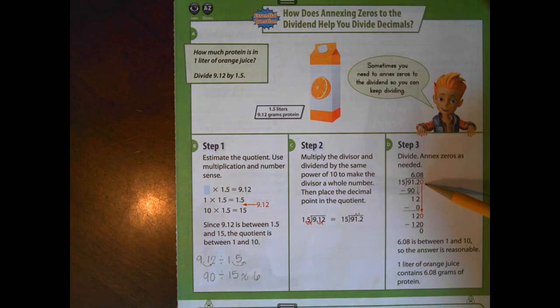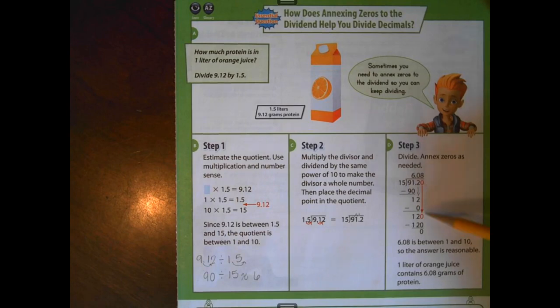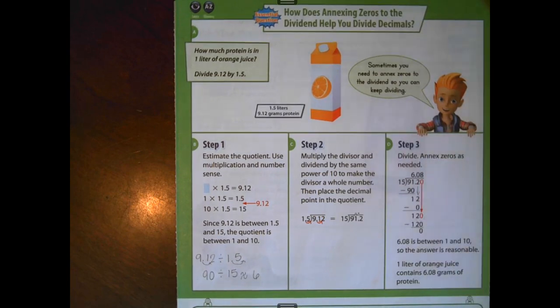So we've talked about this before. 20 hundredths is the same as 2 tenths. That's an equivalent decimal. That's why we can do this. Now, by annexing that 0 and bringing it down, we're able to divide 15 into 120. It goes 8 times evenly. 8 times 15 is 120. Okay? Our answer for our estimate was 6. So our quotient of 6.08 is a reasonable answer.